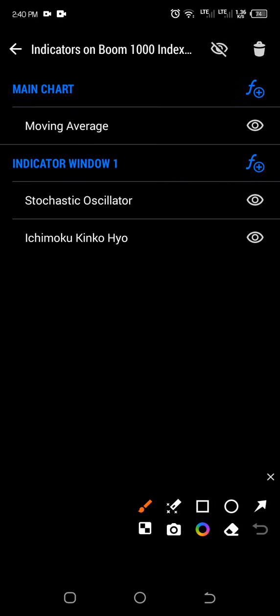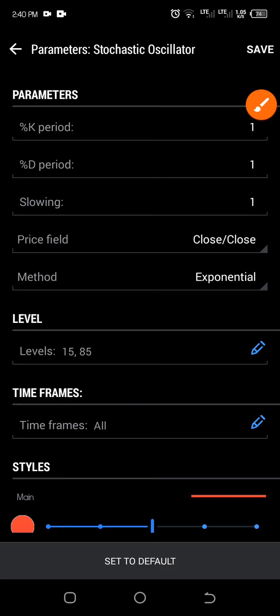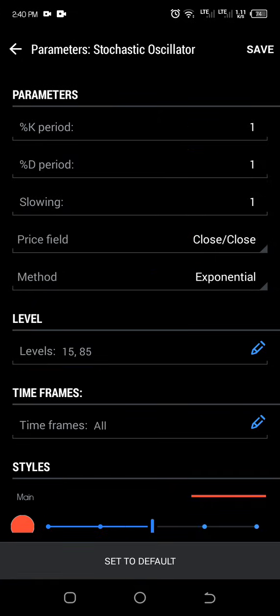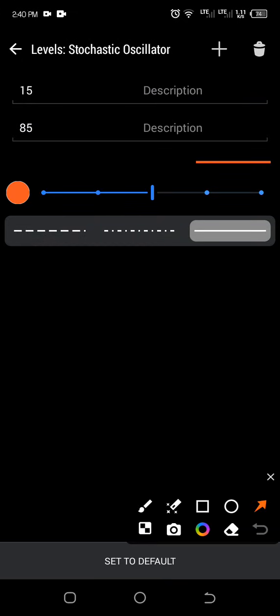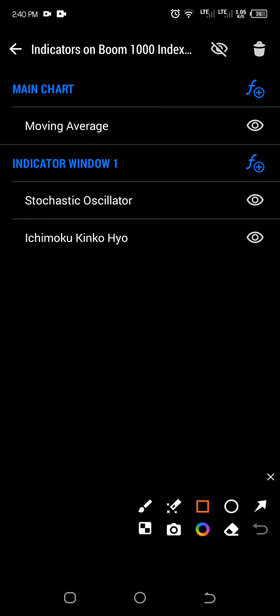Now moving on to the next indicator, which is going to be the stochastic oscillator. How do we add this up again? We click on this F icon right here on our main chart. We search for stochastic oscillator, and these are the parameters. With all these sets right here, we don't need them. What we need is the levels. And what are the levels? We need the 15 and the 85 levels. Of course, use any color of your choice. So go back and click on save. So that is the second indicator we are going to be using.